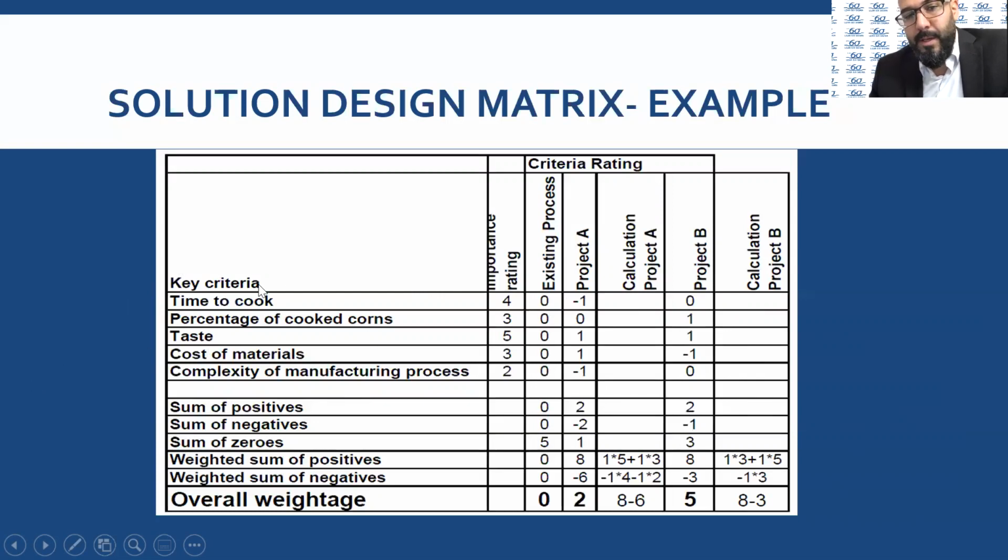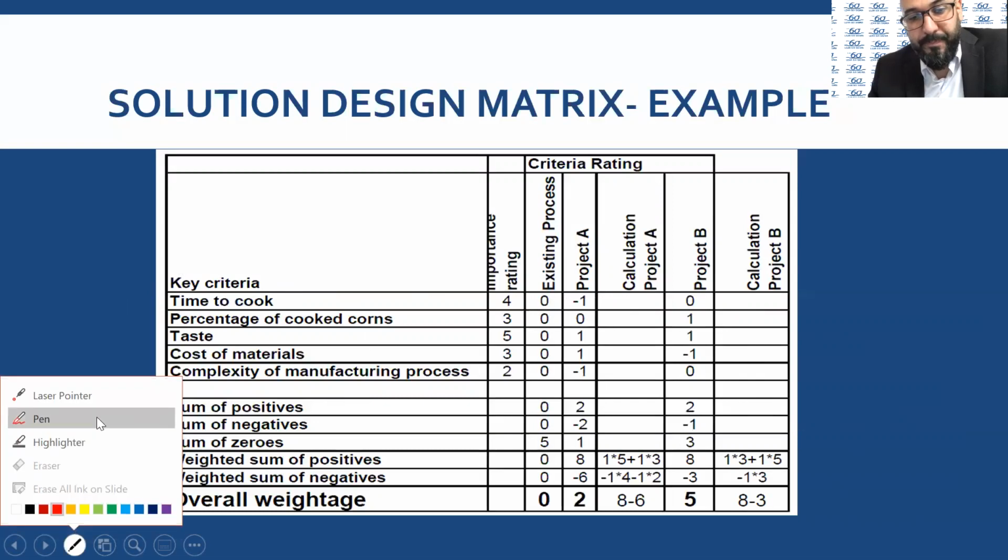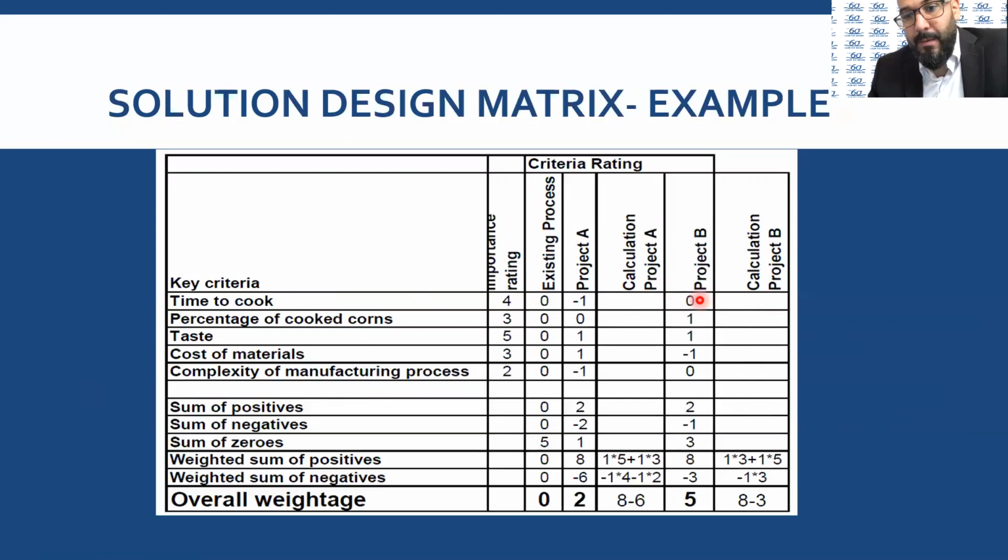And now about the time to cook. If you selected alternative A, that maybe takes too long. So that's where you give it a -1. And now for alternative B, it's the same, so we're going to give it a 0.